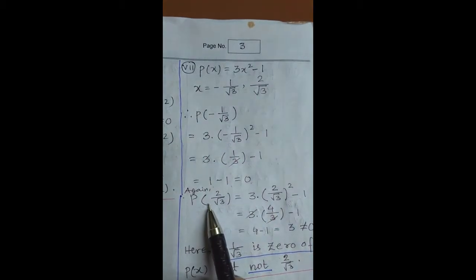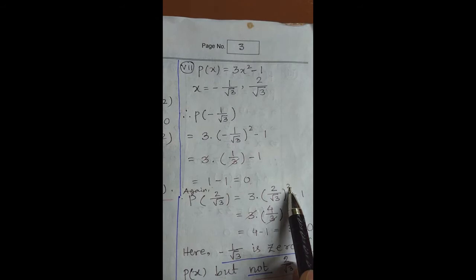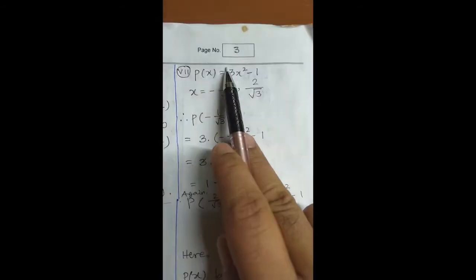So now we have to check 2 by root 3. So p(2 by root 3) will be 3 into (2 by root 3) square minus 1, because we are replacing only x.